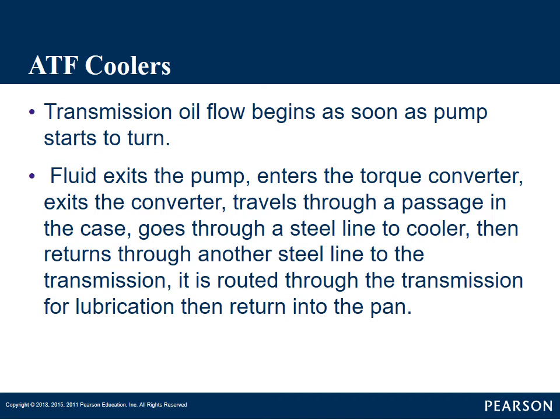After it enters the converter, it exits the converter, goes through some passages in the transmission case, and goes through a steel line to a cooler. This cooler most often is mounted in the outlet side of the radiator. That's the cooler side of the radiator. This is the most common way coolers are mounted, and we'll talk a little bit about how coolers are mounted in a minute. But that is the most common place where the cooler is located from the factory, in the radiator.